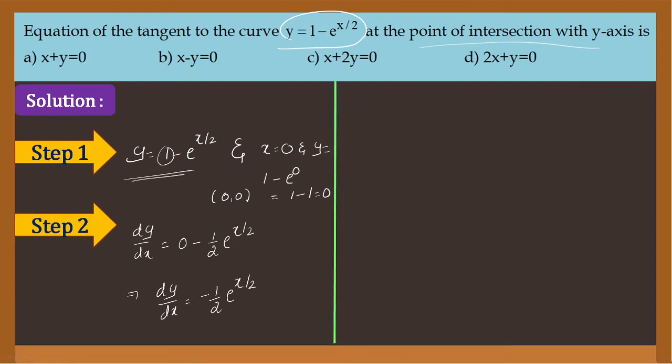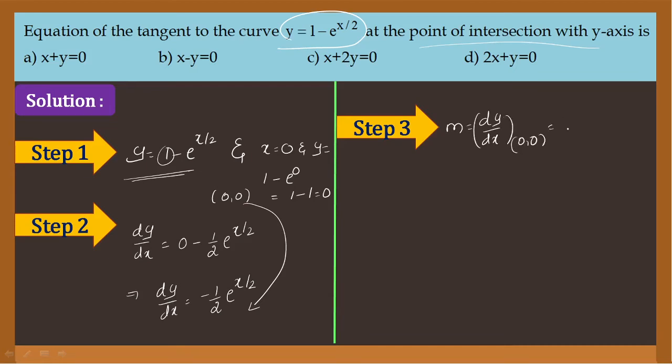Now substituting the given point, we get the slope of the tangent m equals dy by dx at (0, 0), where x equals 0, which is minus 1 by 2 into e power 0 by 2, that is e power 0, equals minus 1 by 2. We know that the value of e power 0 is 1.